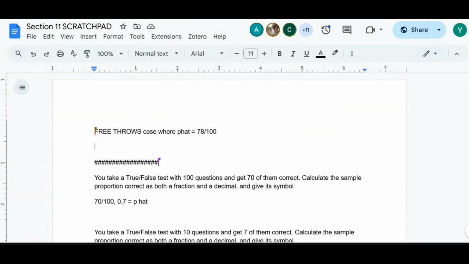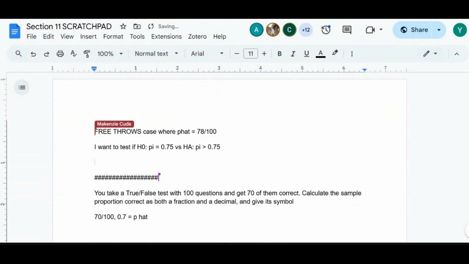So can I see? So this is the free throw case where my p hat was 78 out of 100, right? I want to test H0: pi is 0.75 versus HA: pi is more than 0.75. Okay.